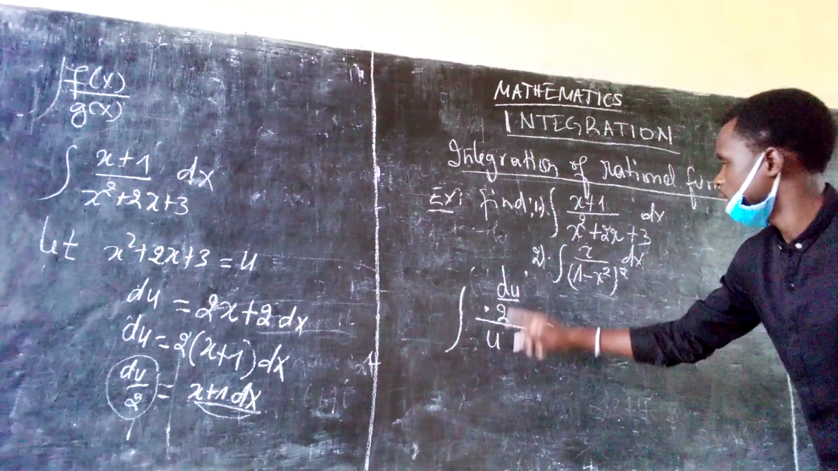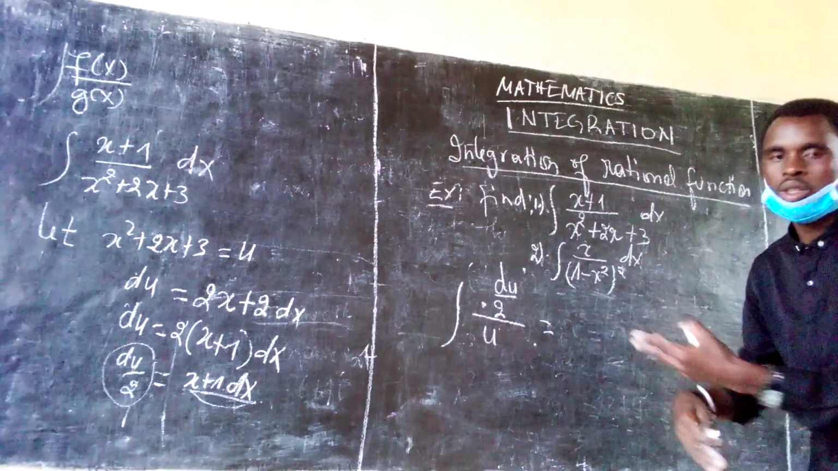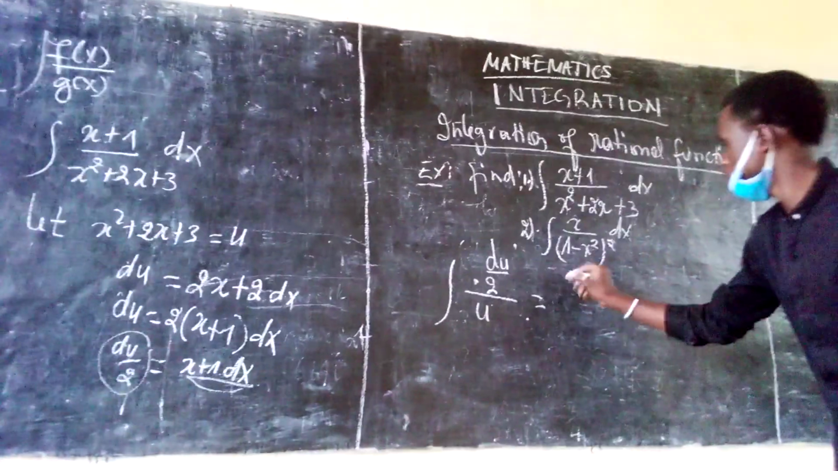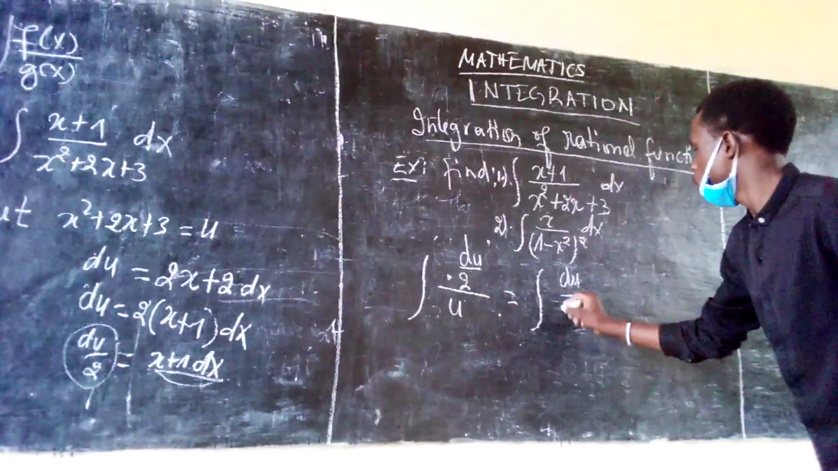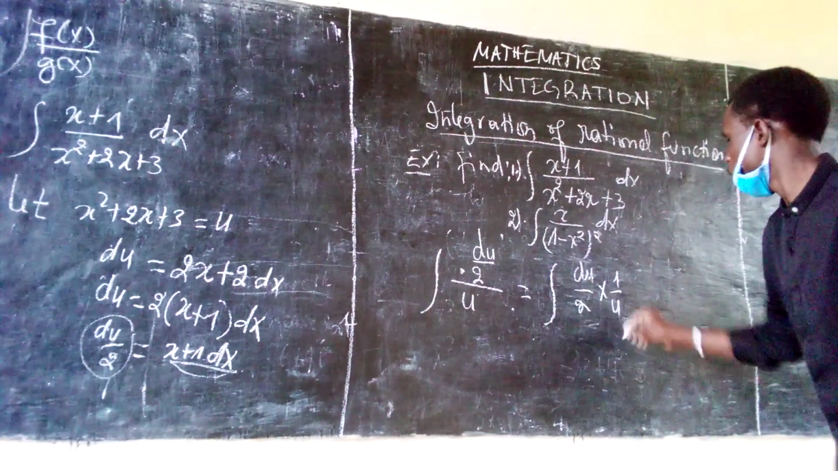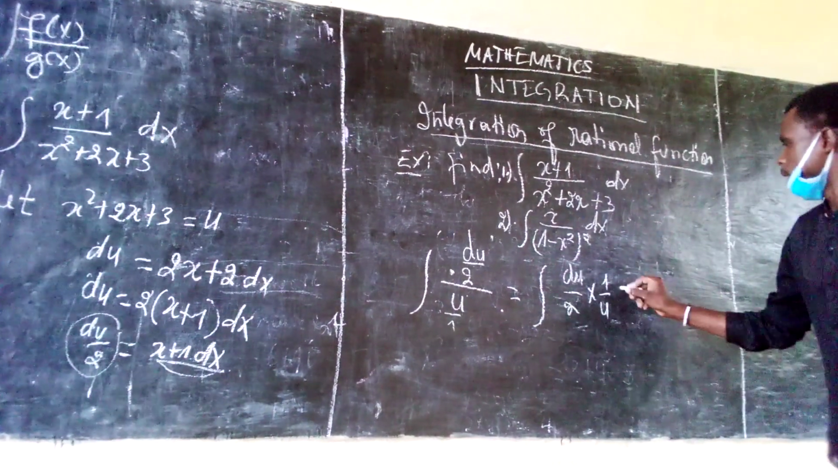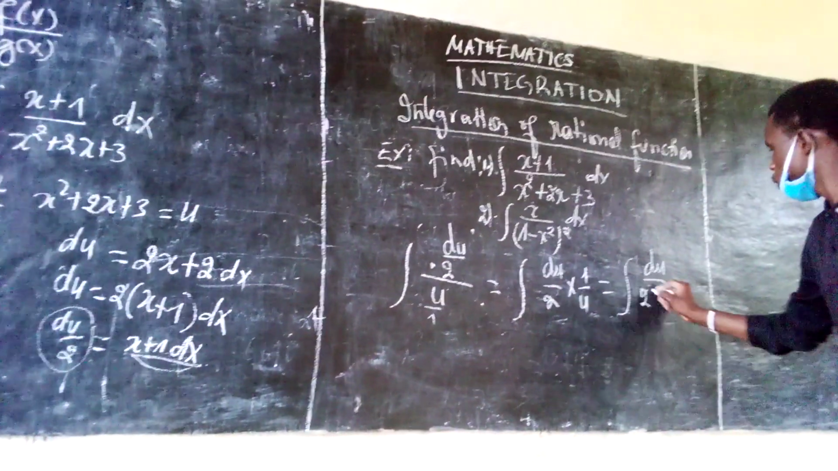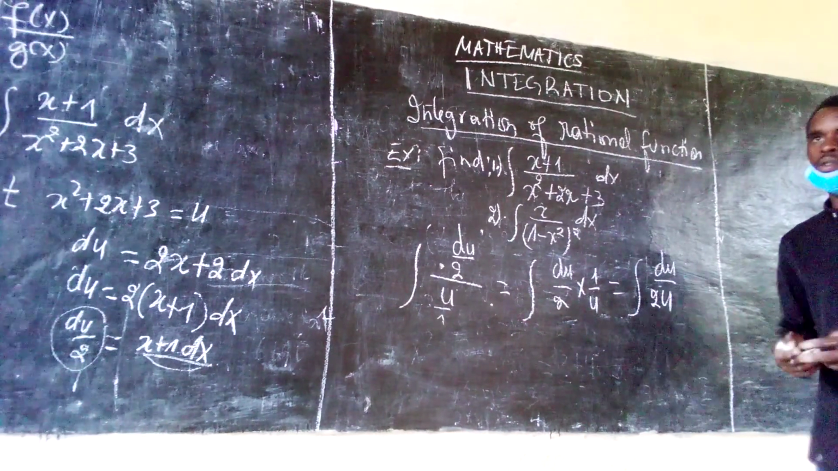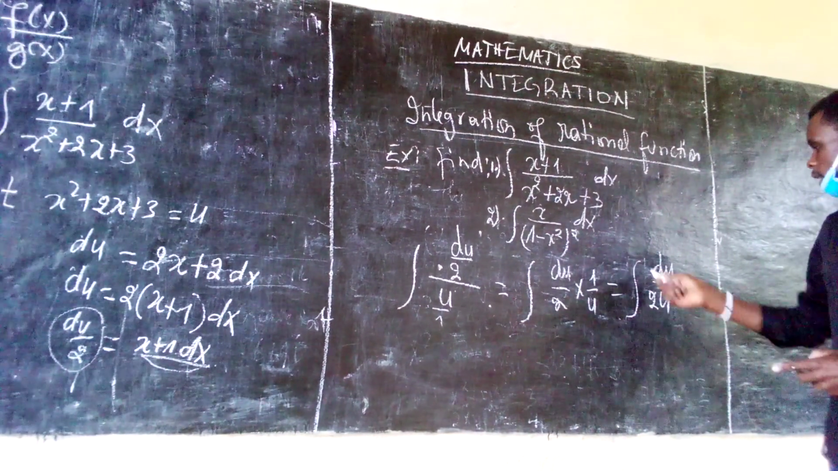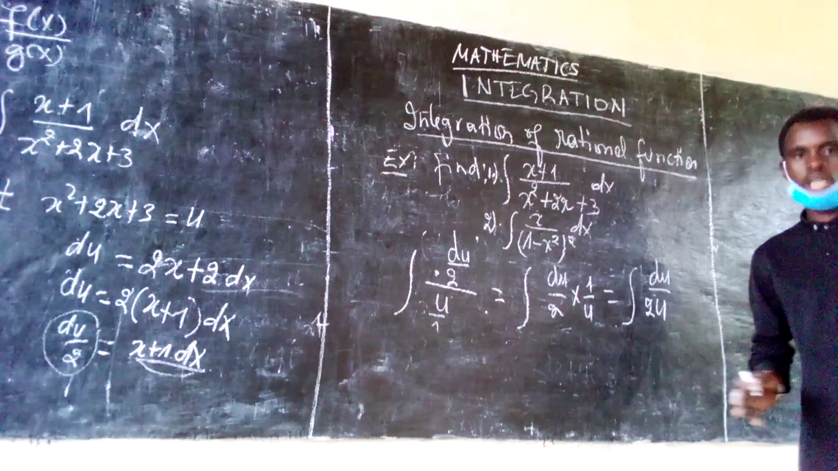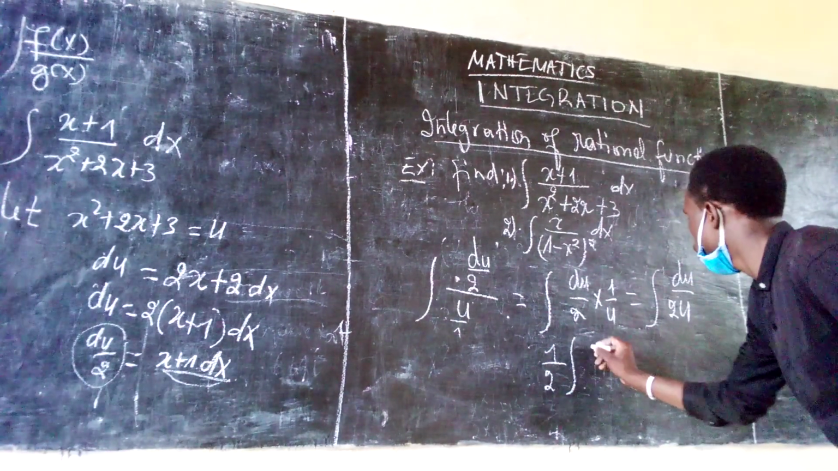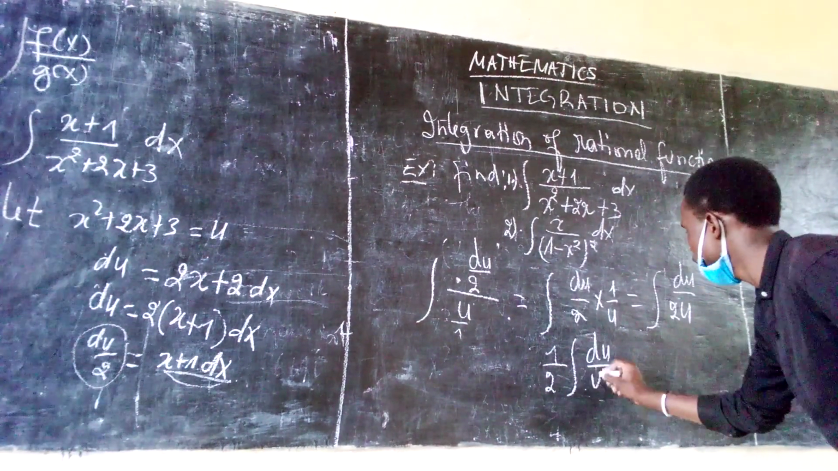Then you can see that we have a fraction over a fraction. We take the first one and multiply by the inverse of the second, which gives du over 2 times 1 over u. Then we get the integral of du over 2u. From the properties of integrals, you can leave the 1 over 2 outside the integral sign, so you get 1 over 2 times the integral of du over u.